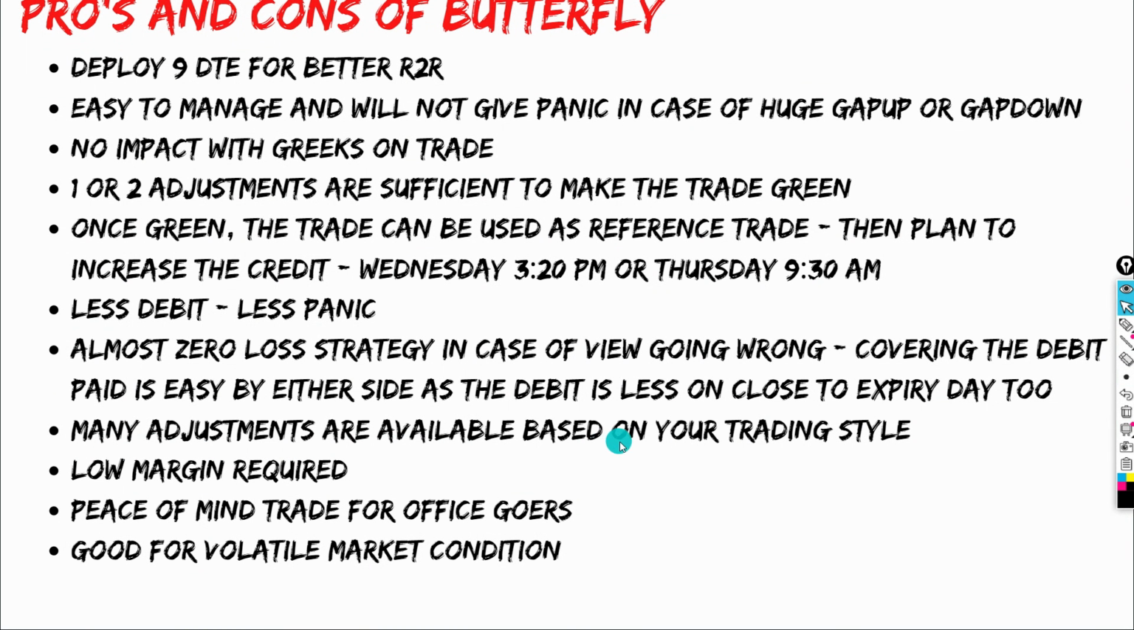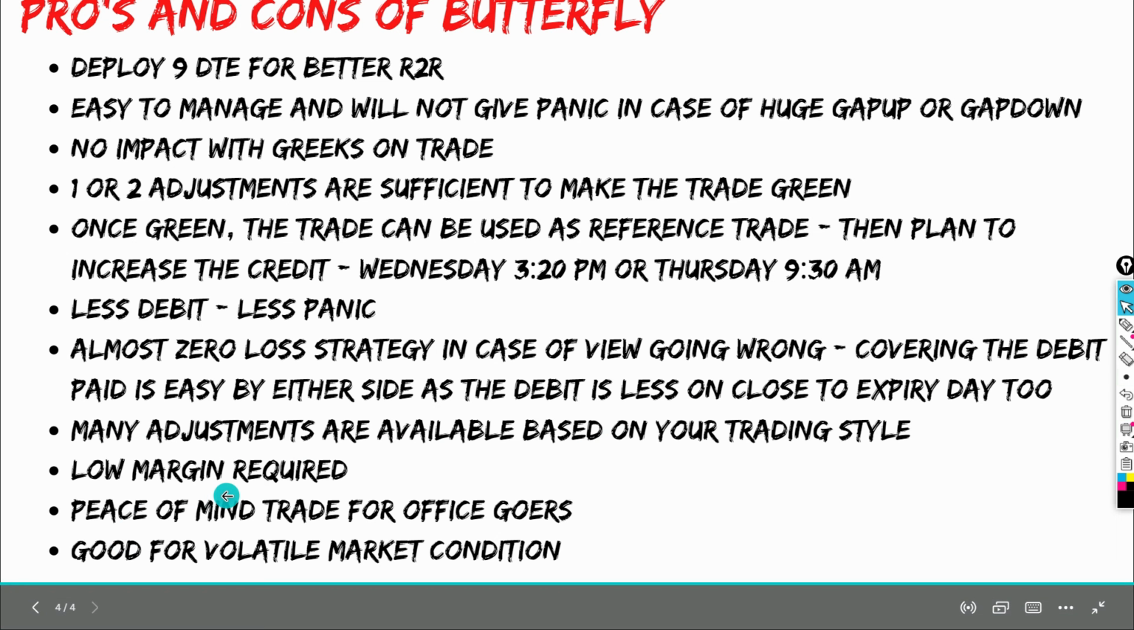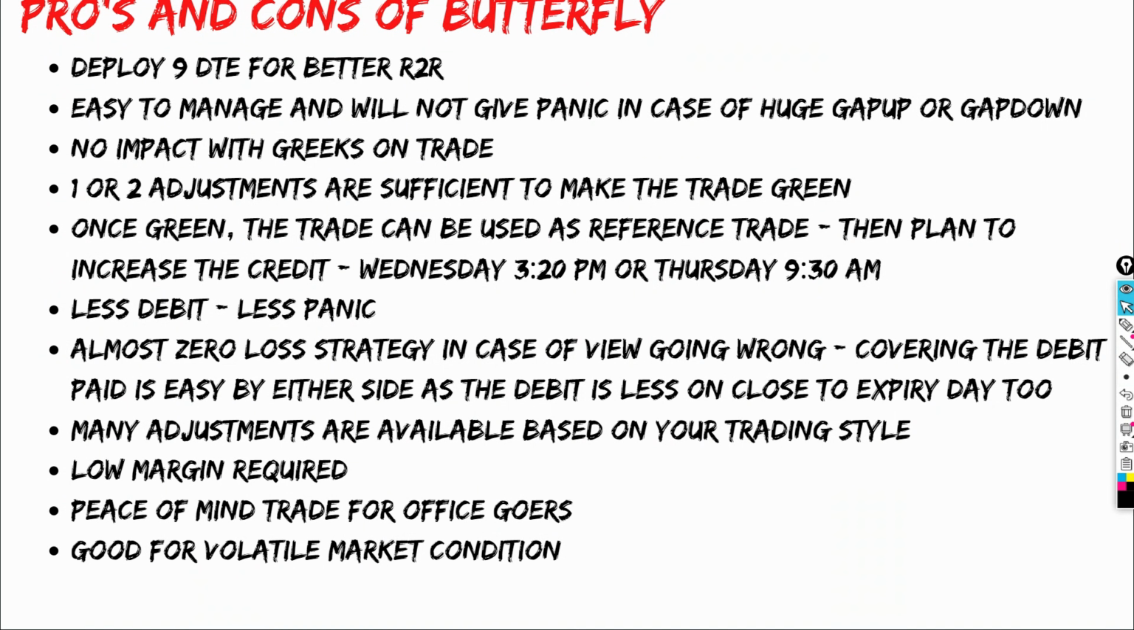Many adjustments are available based on your trading style. Low margin required, peace of mind trade, especially for office goers, especially for people like me. Good for volatile market conditions. You can deploy the butterfly with confidence, because this doesn't have anything to do with your Greeks. Your loss is only 1000 per lot or 1500 anyway, which you can cover in the last 2 days of your trade.